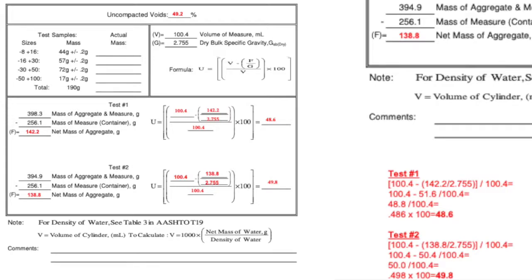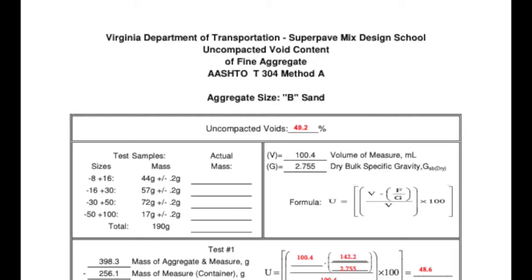Now we will average these two values, the 48.6 and the 49.8. Add those two values, divide by 2, and as you can see at the very top of the page, our average would be a 49.2.